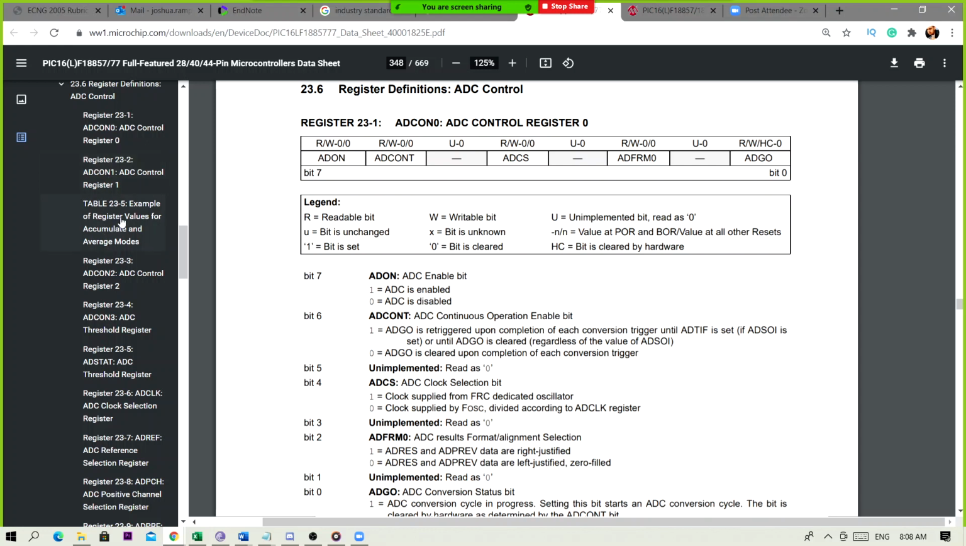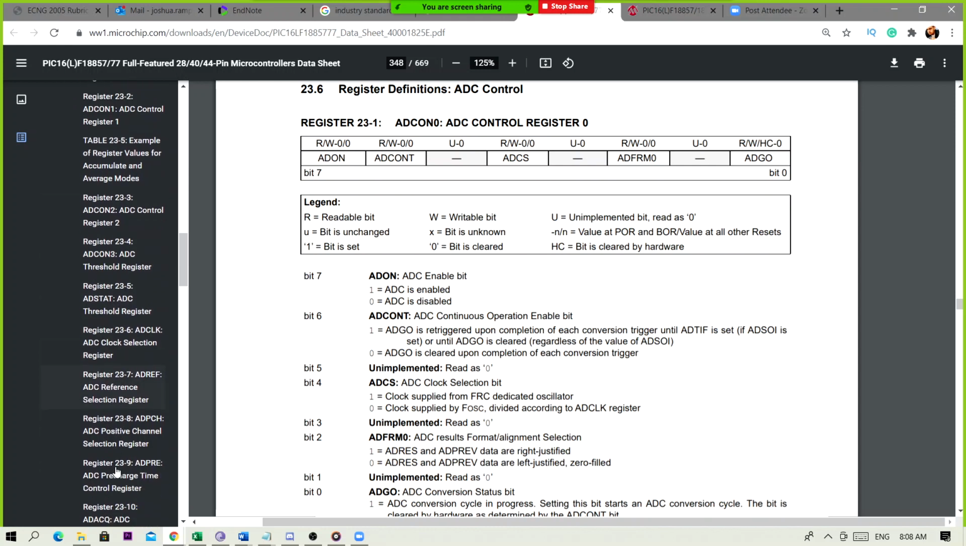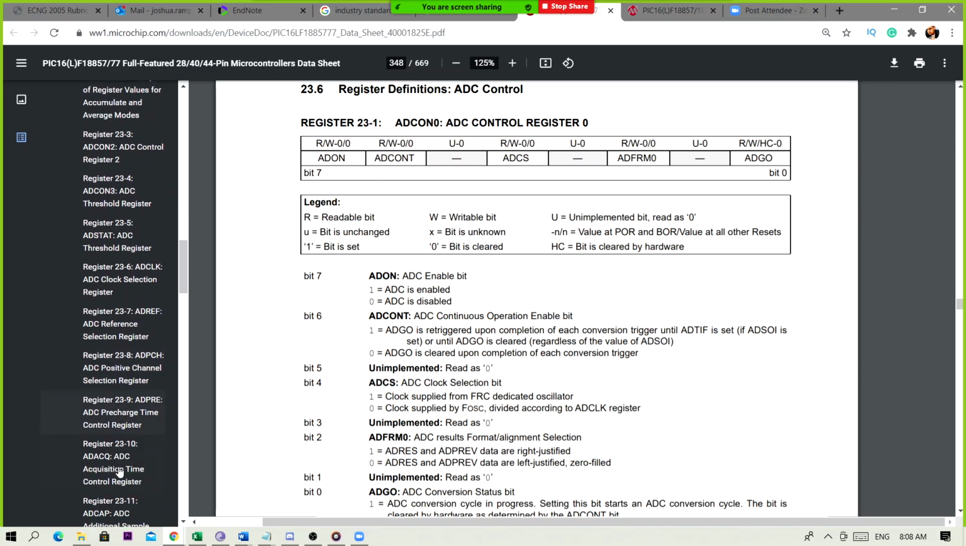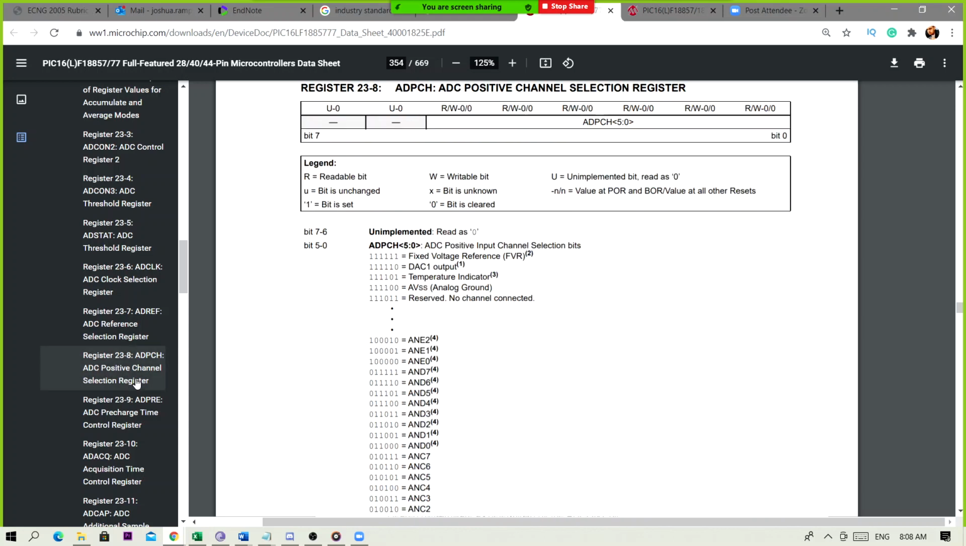ADCON0, ADCON1, ADCON2, ADCON3, ADSTAT, clock selection, ADC reference, ADC positive, ADC stop. I thought I'd see ADPCH. Well, it is actually there. You didn't see it; I don't know why you're reading so fast. I need to put on my glasses. All right, good. So here's the register.